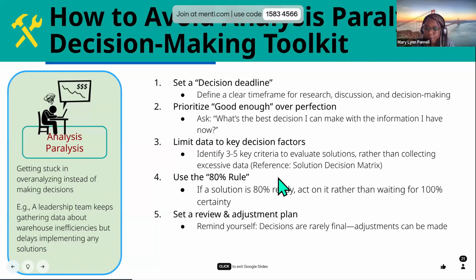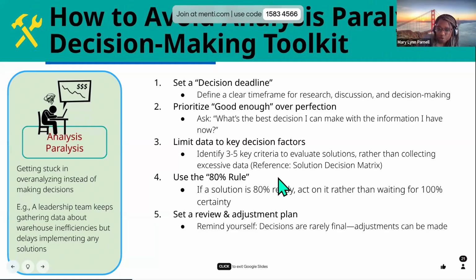So very similar to the solutions data matrix, we had 3 to 5 criteria to use to evaluate solutions rather than collecting excessive data. So once we have data, just think about that when you're having your data all in your Excel spreadsheet, identifying the 3 to 5 key things that you're going to then look at, extrapolate, and this is what I'll base my decision off of.